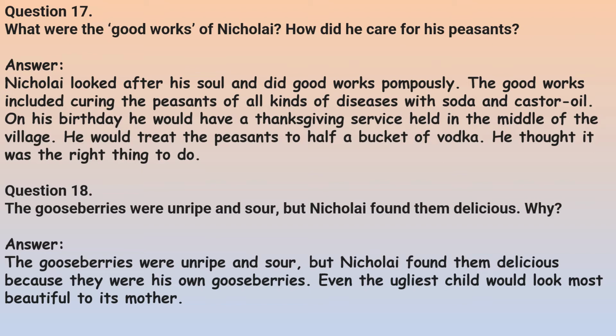The gooseberries were unripe and sour, but Nikolai found them delicious. Why? The gooseberries were unripe and sour, bitter, not tasty. But Nikolai found those gooseberries delicious. Delicious means very tasty because they were his own gooseberries. Even the ugliest child would look most beautiful to its mother. That's all.